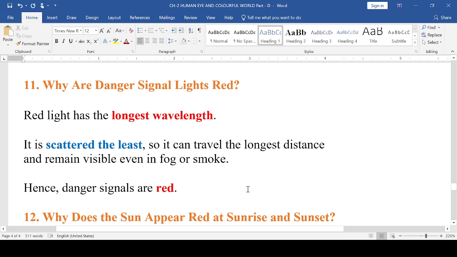Why are danger signal lights red? Red has the longest wavelength and is scattered the least. As it is scattered least, it can travel the longest distance and remain visible even in fog or smoke. That's why danger lights are red.